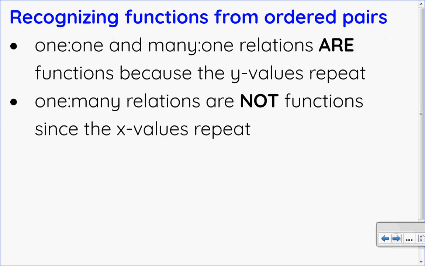Now, one-to-one and many-to-one relations are functions because the Y values repeat. One-to-many relations are not functions since the X values repeat. So if you ever have a repetition of the X values, that means it's not a one-to-one relation or a many-to-one relation.